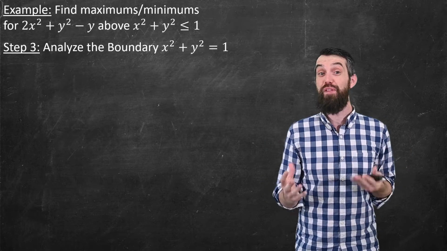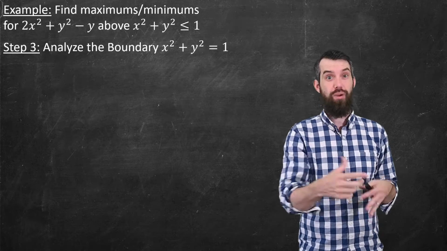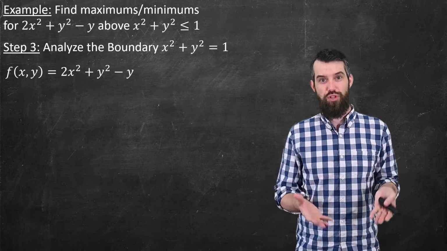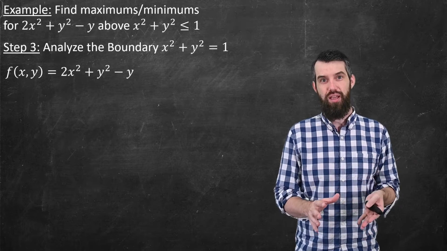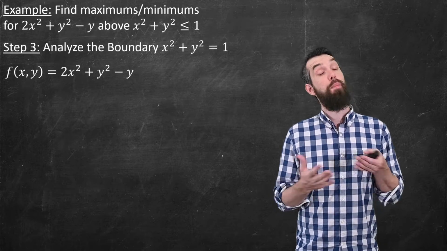It's just that in a multivariable case, the boundary is actually an entire circle. Okay, so we have to get that circle in there somewhere. Our function is 2x squared plus y squared minus y, as we've seen. But how do I reflect the notion of the boundary? There are actually a couple of ways to do this.